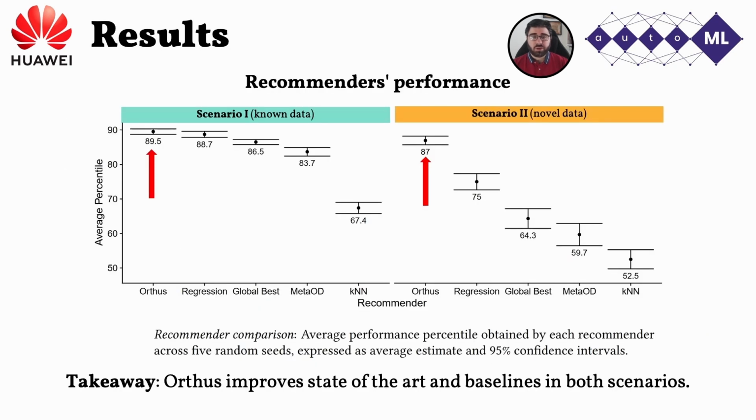So the first experiment we did was the main result of the paper, which is a direct comparison of the average performance obtained by each recommender, estimated across the 5 random seeds we tested. We can see how for Scenario 1, regression and global best are close to authors, which is still superior to them, but for Scenario 2, authors manages to lose only 2.5 points in performance, whereas the rest decrease significantly. This shows that, across scenarios, authors not only improves both the state-of-the-art and the baselines in recommendation performance, but also maintains a very good performance in scenarios in which the data is completely novel.